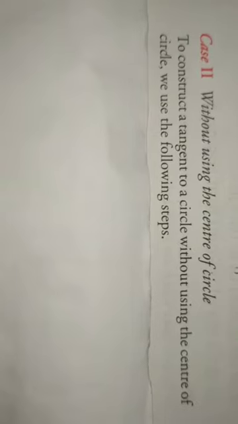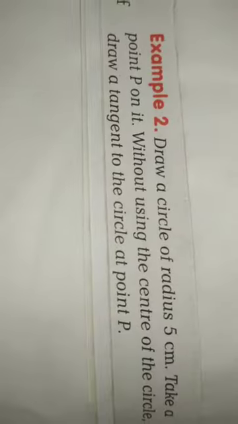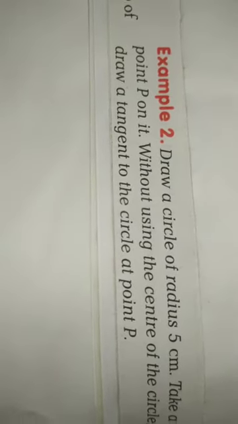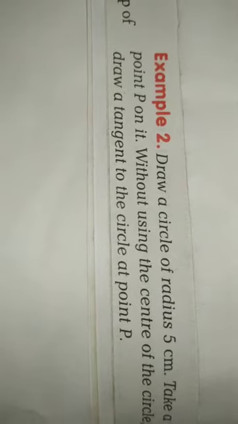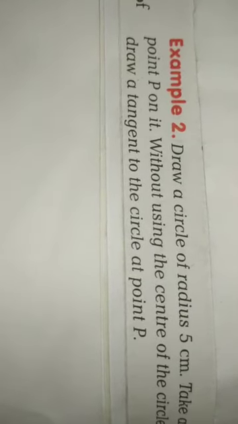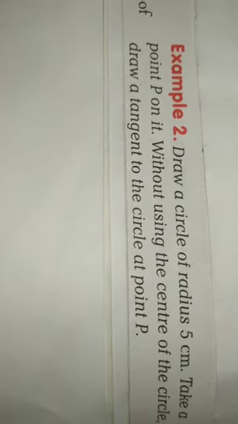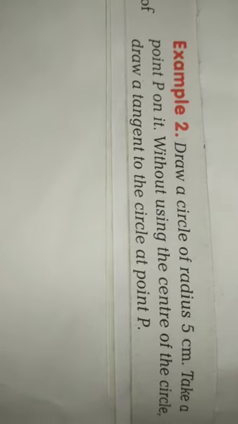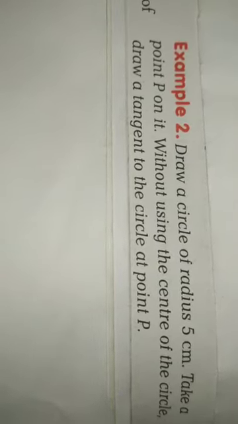This is the second topic, the tangent without using center. It means construct a tangent to a circle without using the center of the circle. Take this example. Draw a circle of radius 5 cm. Take a point P on it. Draw a tangent to the circle at P, but without using the center. So let's see how we construct this.